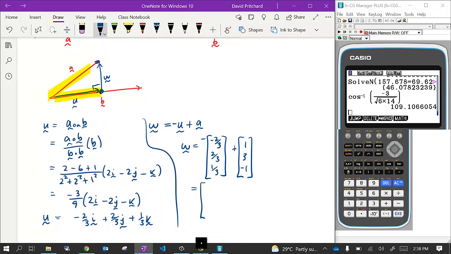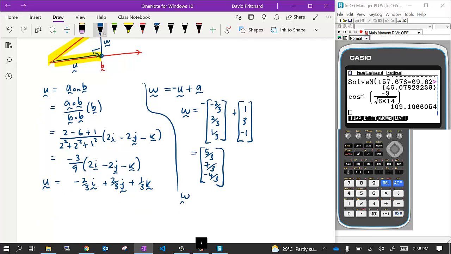Negative 2/3 gives us positive 2/3. So 2/3 plus 1 is 5/3. We got negative 2/3 plus 3. So that's 9/3. Take away 2/3, which gives us 7/3. Then finally we've got negative 1/3, subtract 1, which is negative 4/3. So we end up with W is 5/3 i plus 7/3 j, take 4/3 k.